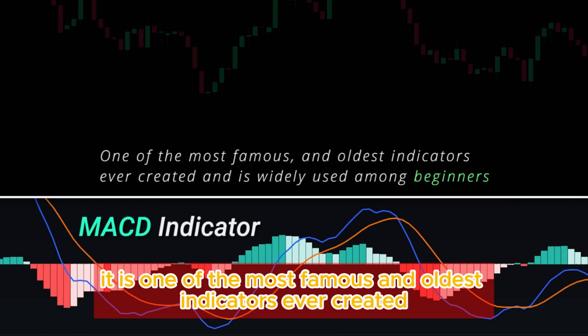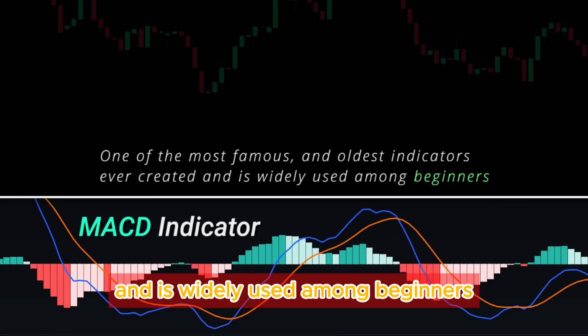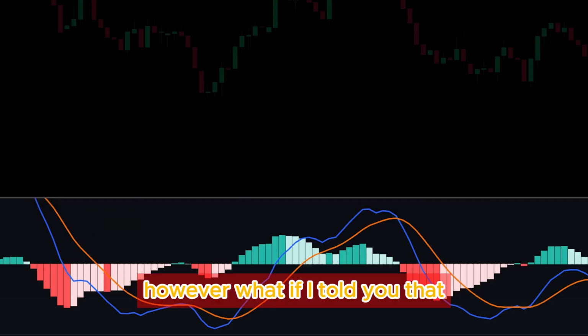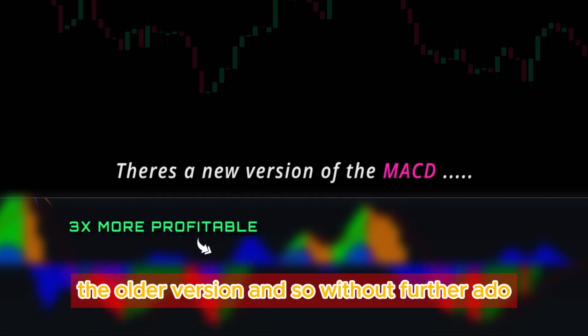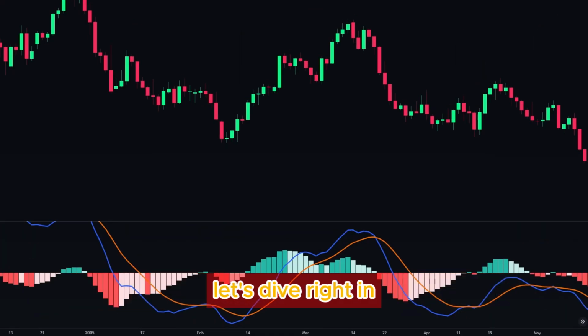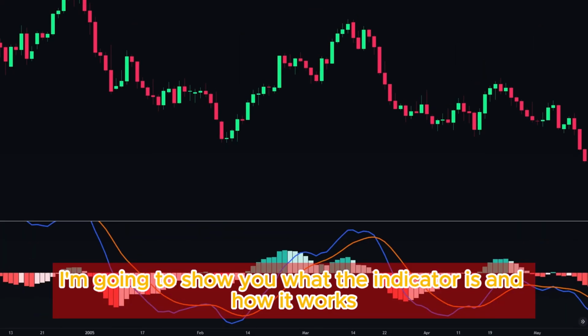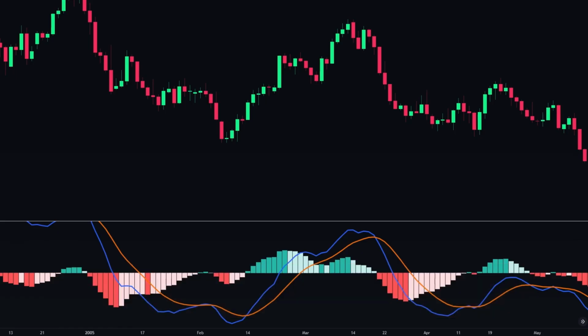It is one of the most famous and oldest indicators ever created and is widely used among beginners. However, what if I told you that there's actually a newer version of this indicator that is proven to be almost 3 times more profitable than the older version? And so without further ado, let's dive right in. I'm going to show you what the indicator is and how it works.